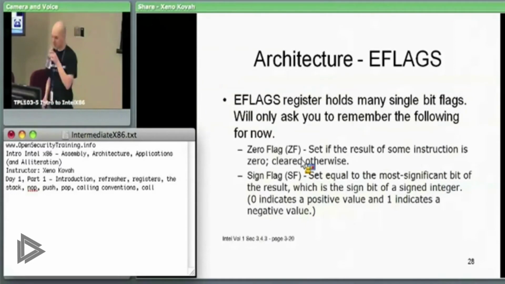All right. So the zero flag is set to 1 if the result is 0. The sign flag is set to whatever the most significant bit is.